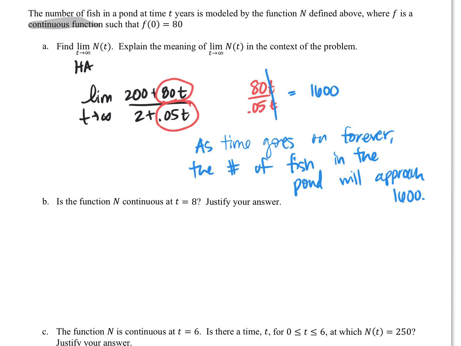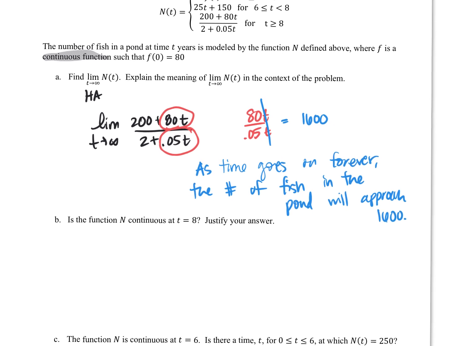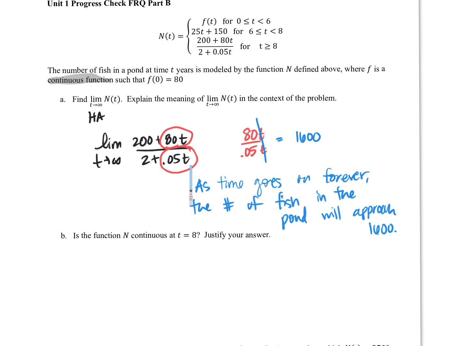Danny was saying there'd be a horizontal asymptote at 1,600, and we just want to make it a little bit more real worldy than that. Love it. Okay, so this is how they're integrating those horizontal asymptote rules into a real world problem. Is the function n continuous at 8? We talked about continuity.